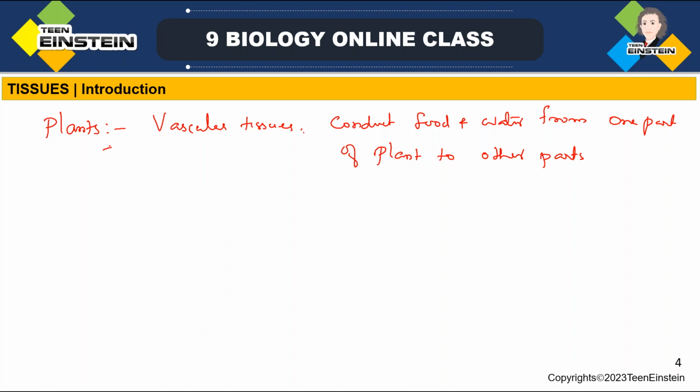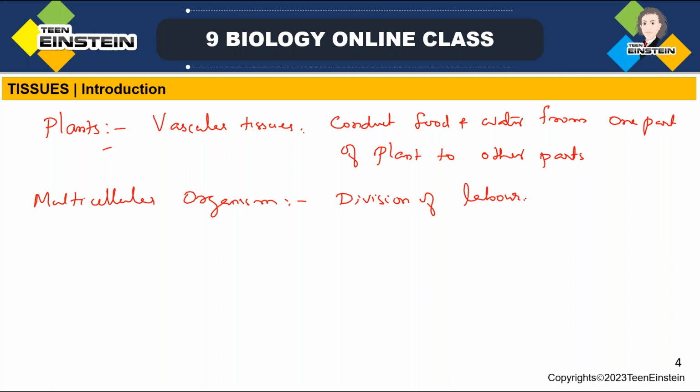So multicellular, this is in the case of plants. Plants also have many cells, right? It is also multicellular. So here in multicellular organism, basically from all these, what can we conclude? In multicellular organism, there you can see division of labor.